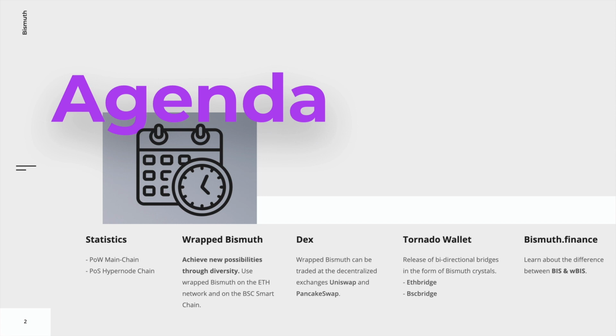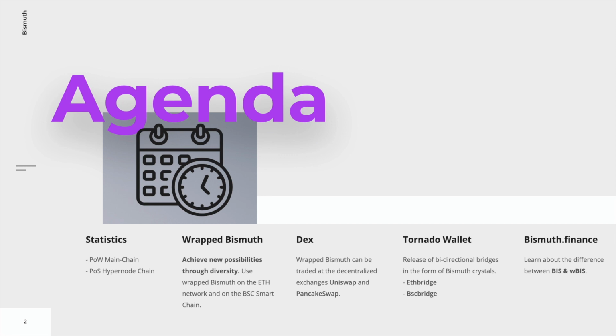The second category is the main category, which all the other categories fit nicely together with, because wrapped Bismuth will enable you to step into new ecosystems, mainly into the Ethereum network ecosystem and also the BSC smart chain ecosystem. Then the third category is about decentralized exchanges, where you can use wrapped Bismuth on Uniswap and also on Pancakeswap.